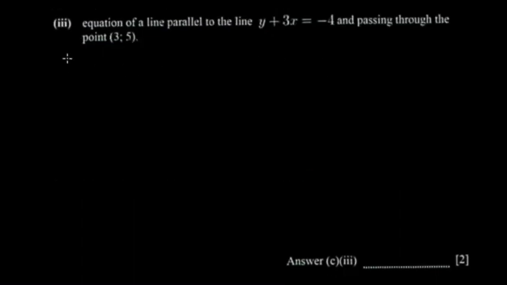So this one will be our last question. This was long. You're asked to find the equation of a line parallel to this and passing through the given point. Here's what you're supposed to recall: parallel lines have the same gradient.